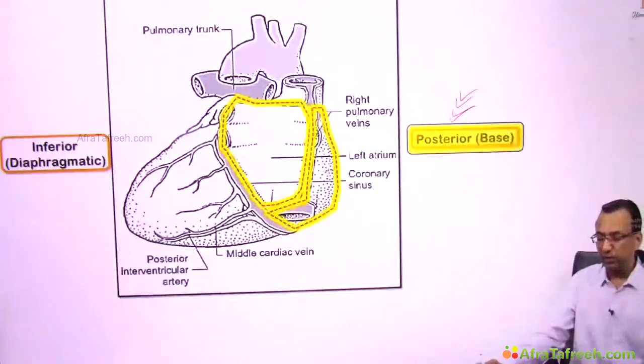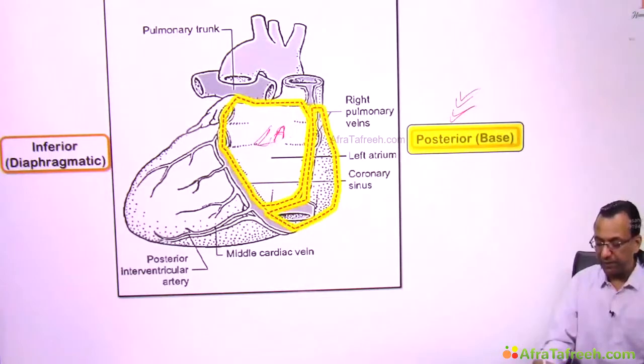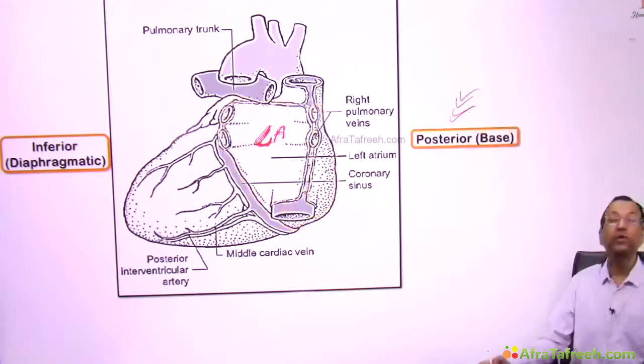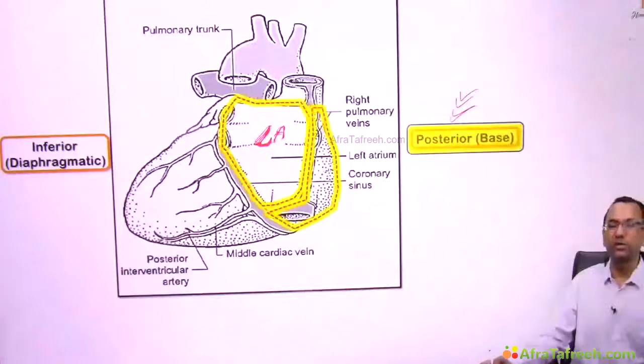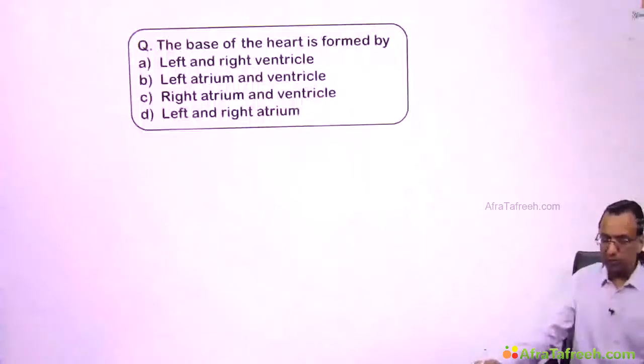Tell me the base or posterior surface of the heart. Chiefly, it is the left atrium, and partly it is the right atrium. So the chief contribution is from the left atrium and a partial contribution from the right atrium. With that overview, answer the question. It is asking about the base. If it is asking the base, then I'll tell you.